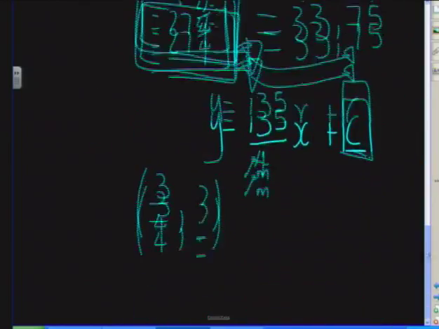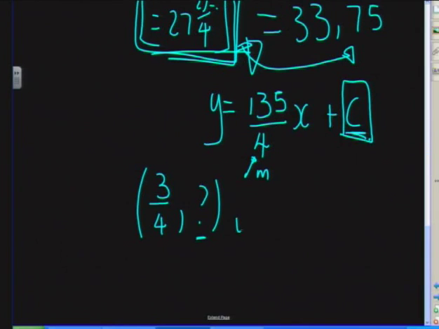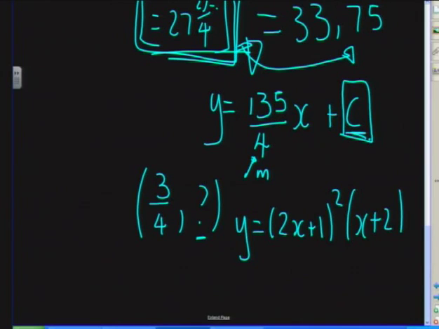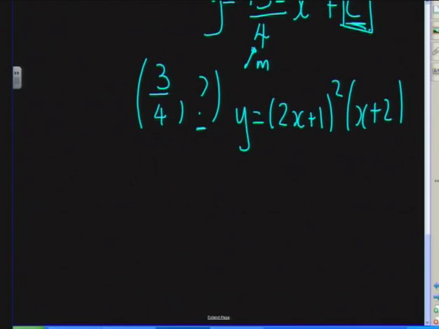So I'm simply going to use that equation because obviously it's the only one we've got to work with. It was y = (2x + 1) squared times (x + 2). I need to find the y value that corresponds with an x value of 3 over 4. So all I'm going to do to find that coordinate is substitute 3 over 4 in place of x in the original equation. And let's see what we get.